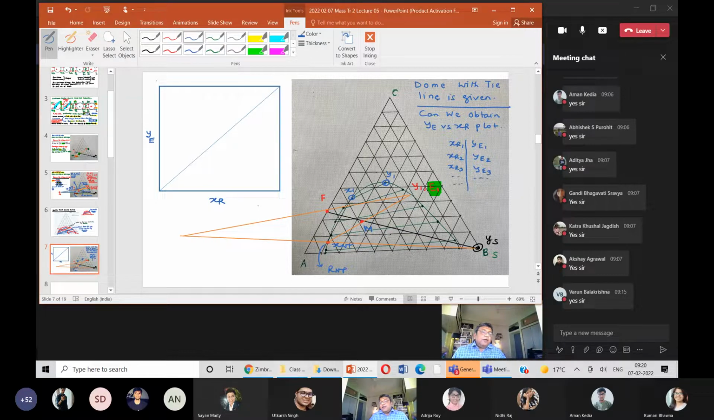You can even, we had a long discussion on how to construct makeshift tie lines. You can draw some makeshift tie lines, right? And can generate this data. Is this clear to all?